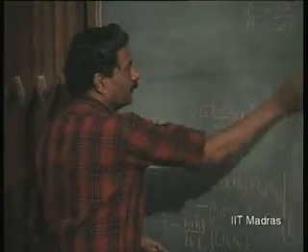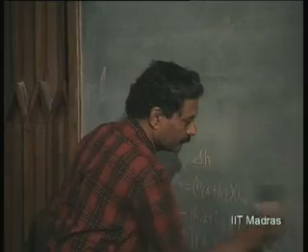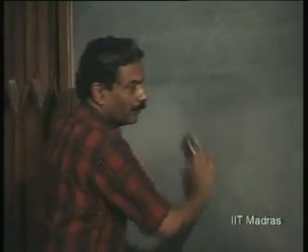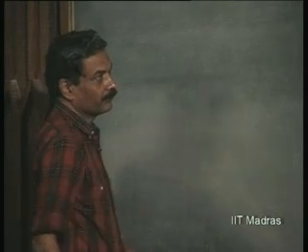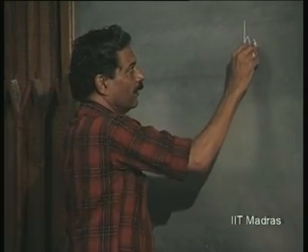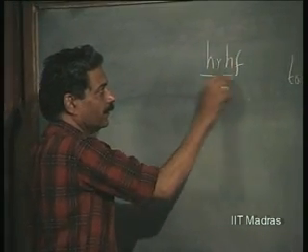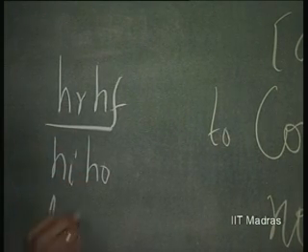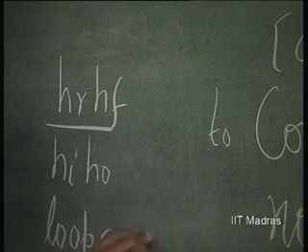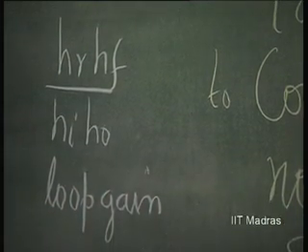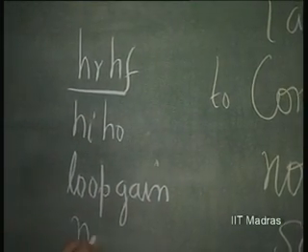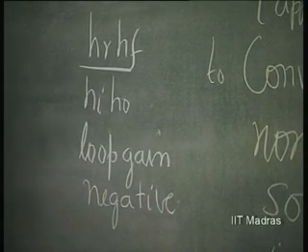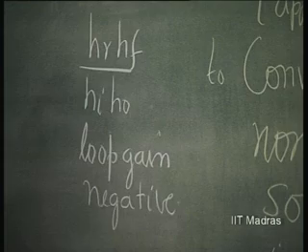So, this aspect of design is important, right. Now, let us summarize the whole thing. If loop gain, what is loop gain? H R H F divided by H I into H naught. This is called the loop gain. If this is negative, then it is negative feedback. If it is positive, it is positive feedback.